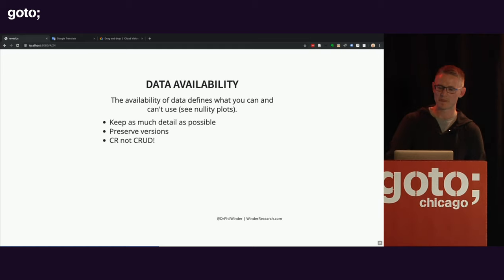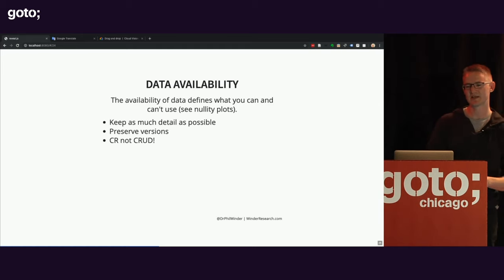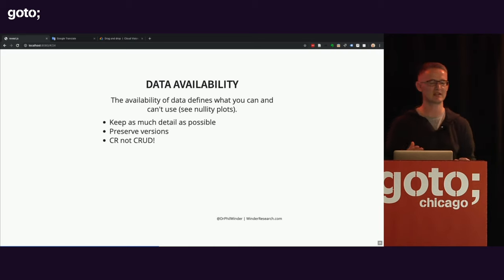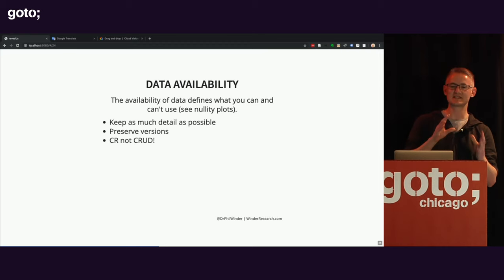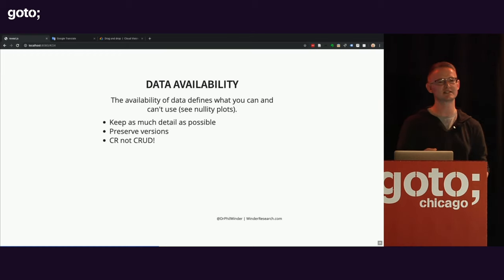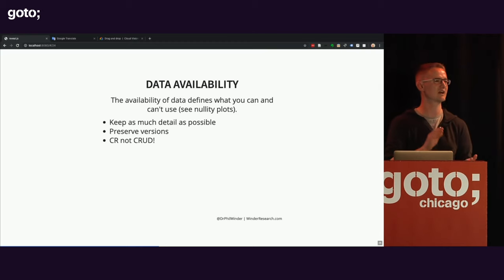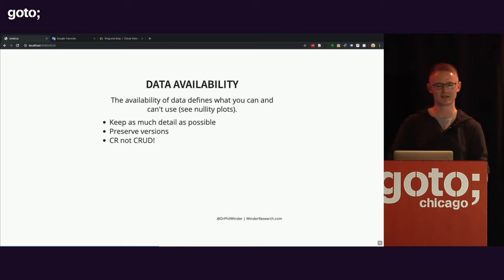A couple of data-related common problems here. One common problem is about data availability. Basically, this defines what you can and can't use, and quite often one of the biggest problems is that it's as simple as you either have the data or you don't have the data. That's fairly simple to understand. Quite often what you can see is that you do have some data, but it's just not at the right resolution. It's not got the required detail. It's not in the right format. You know, things like this.